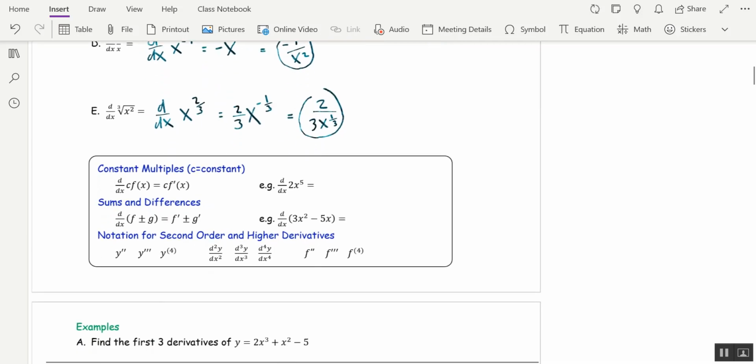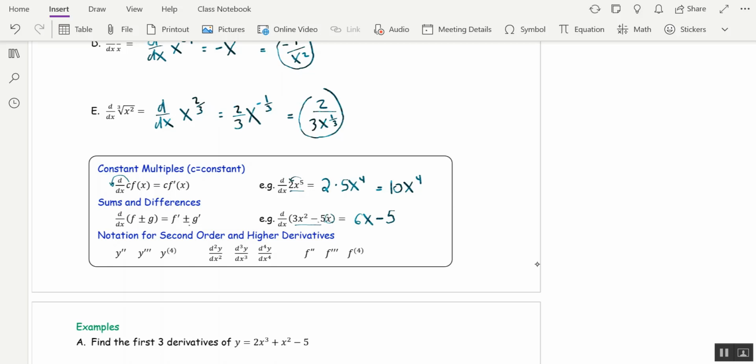All right, constant multiples. Constants can come out of derivatives. So for example, if you want the derivative of 2x to the 5th, you can just carry along the 2 and multiply by the derivative of x to the 5th, which is 5x to the 4th. Now in reality, you're going to do that step in your head. You're going to bring the 5 down. 5 times 2 is 10, and then subtract 1 from the exponent. Okay, sums and differences, the derivative of a sum or difference is just the sum or difference of the derivatives. So for example, the derivative of 3x squared minus 5x is 6x minus 5, because the derivative of x is 1, 5 times 1 is 5.